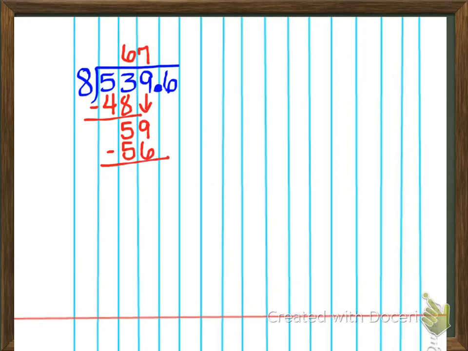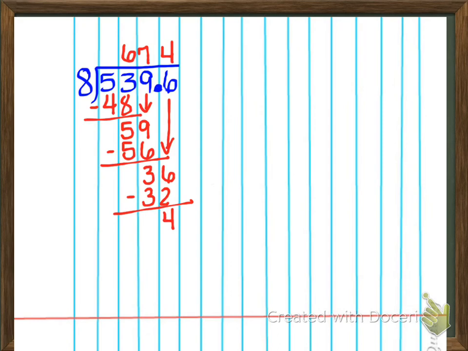I'm going to subtract. 59 minus 56 gives me a 3. I'm going to check it. 8 does not fit into 3. So now I'm going to bring down my 6. 8 goes into 36 4 times. 4 times 8 is 32. I'm going to subtract. 36 minus 32 is 4.